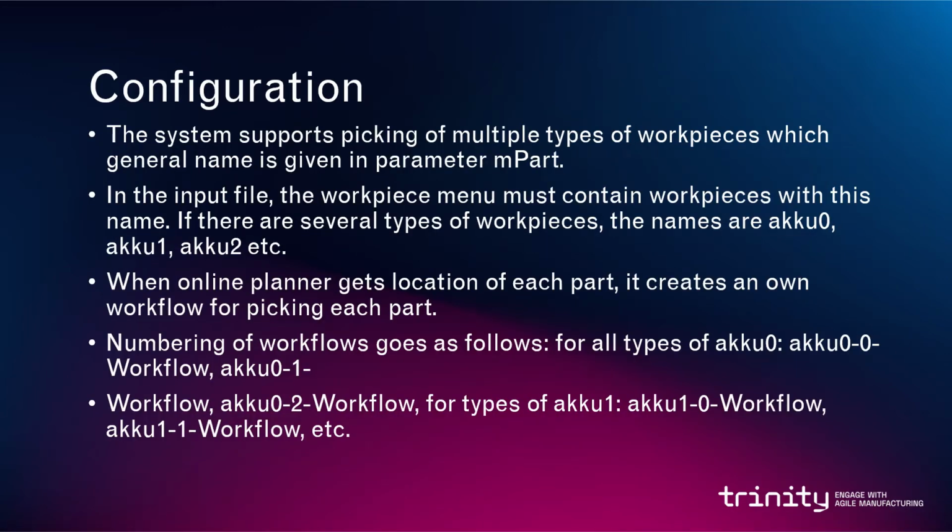The system supports picking of multiple types of workpieces, which in general is given in the parameter m part. And in the input file, the workpiece menu must contain workpieces with this name. If there are several types of workpieces, the names are the workpiece with a supplementary number afterwards. When the online planner gets a location of each part, which is specified in the text document that we saw in the previous video, the online planner essentially creates its own workflow for picking of each part.